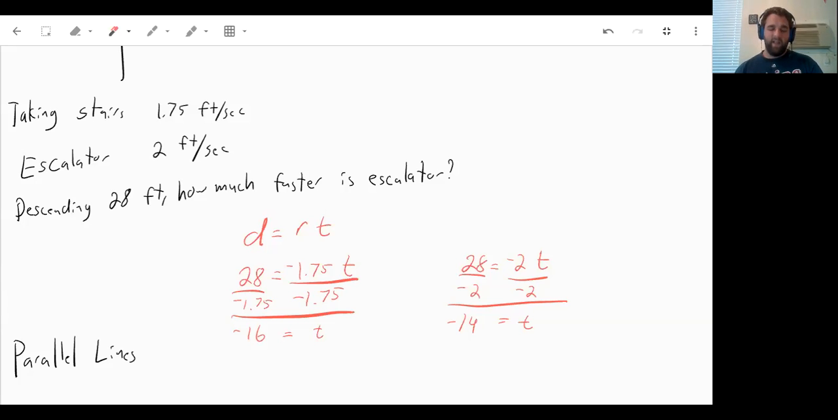Oh, actually, better way. Instead of thinking of it as positive 28 feet, let's just say, no, we need to go a total distance of negative 28 feet down. Now when we divide by that negative, we'll come out with a positive answer for t. That's probably a better way to think about it. And now since our time is positive, it makes sense. The difference between taking the escalator and the stairs is going to be a difference of 2 seconds. So if you are shopping on Black Friday and by golly, you want to make it there just slightly faster, take the escalator. Moral of the story.